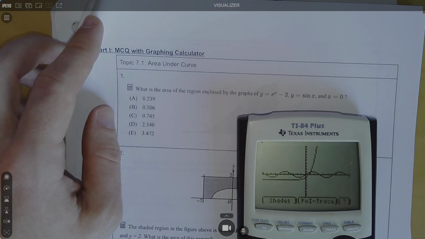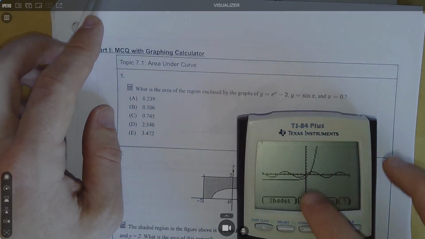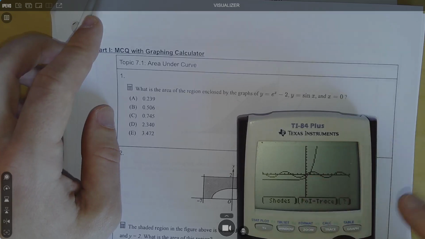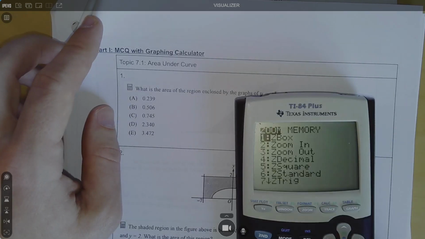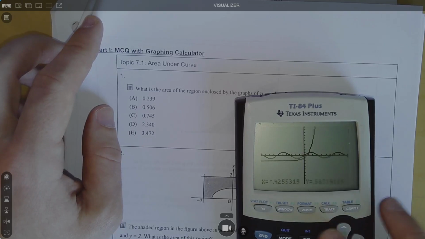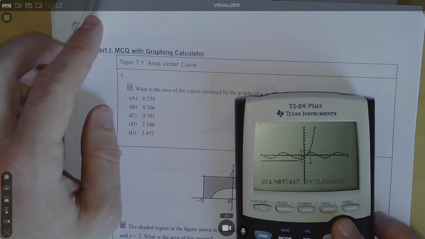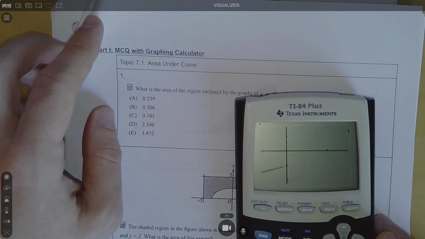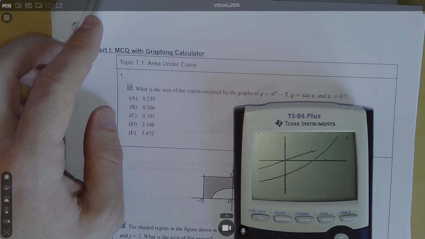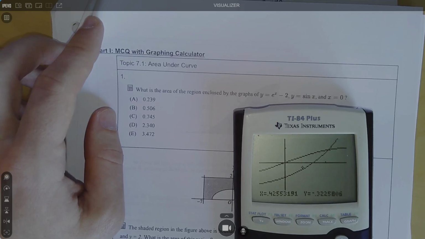And then we can see here they're enclosed at this sort of center here. So I'm going to do zoom, then box, and then I'm just going to center that around here and bring it down here. I actually misread this question the first time, and I'll show you what I mean in a second. So it says the region enclosed by the graphs e to the x minus 2 and sine x.